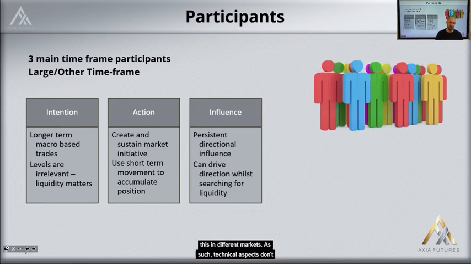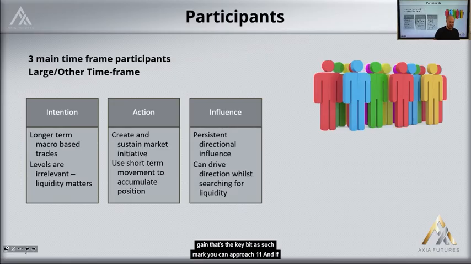And they will express this in different markets. As such, technical aspects don't really matter. They're not looking at a market from a technical perspective. Their focus is on liquidity. They need other people to take the other side of their trades in order to get in. That's the key bit.